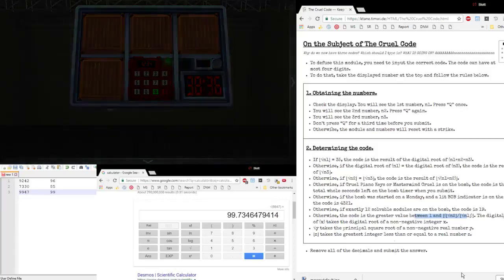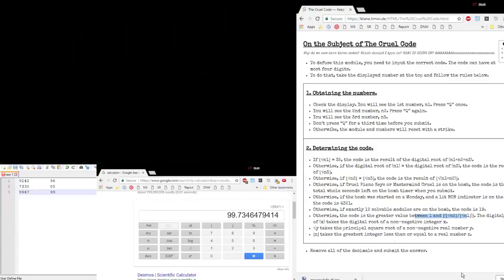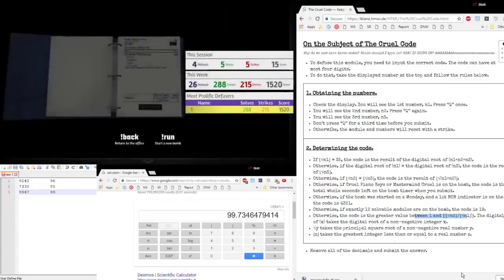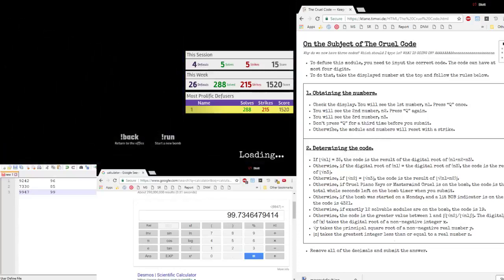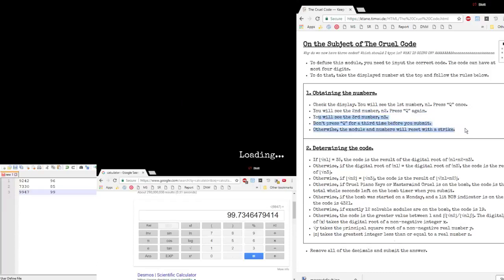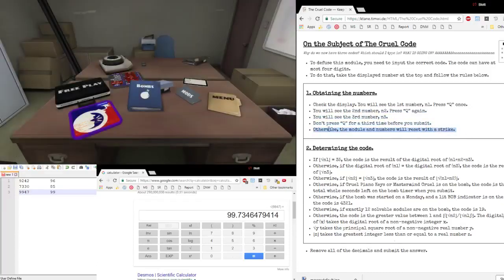As you can see, 1 is a very common answer, especially if you don't have exactly 12 modules and you didn't do the bomb on a Monday. But it's one of those things that happens. Just be aware. We did not see it, but as these two rules do specify, don't hit Q in extra time because you will strike. If you get it wrong, you will strike. If you strike, the module resets, different numbers come up, so be aware of that.